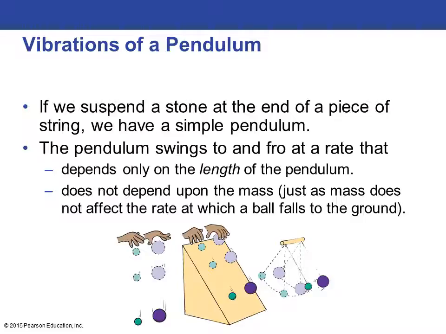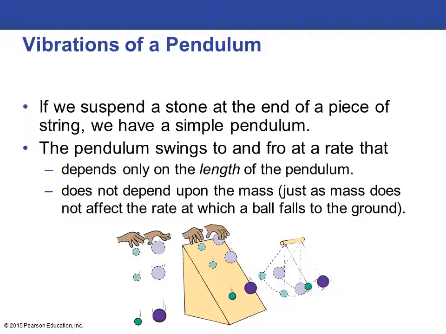A pendulum, you've probably all seen this. If you were to take a rod and have a string hanging from that and have a ball or stone at the bottom of that, you would have a simple pendulum. And a pendulum swings back and forth at a rate that depends on the length of the pendulum. It doesn't depend on the mass of the weight at the bottom. You could have a big ball or stone at the bottom or a small one, and it will still go back and forth at the exact same rate.